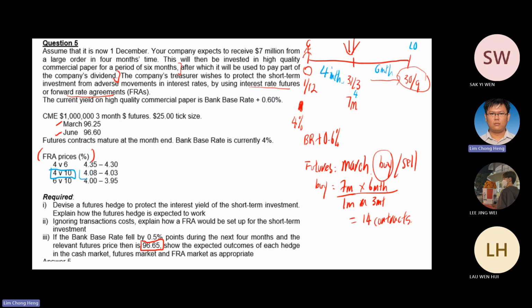The rates are 4.08 and 4.03, which one? Just guess one, 50% chance, huh?